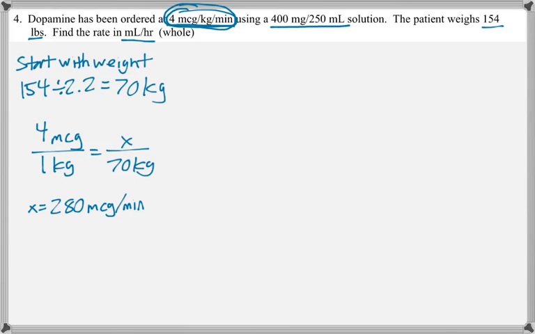Okay, so we do have a rate, but our rate is in micrograms per minute, and it needs to be in milliliters per hour. So I need to convert from a powdered form to a liquid form, which means I need to use the solution strength.